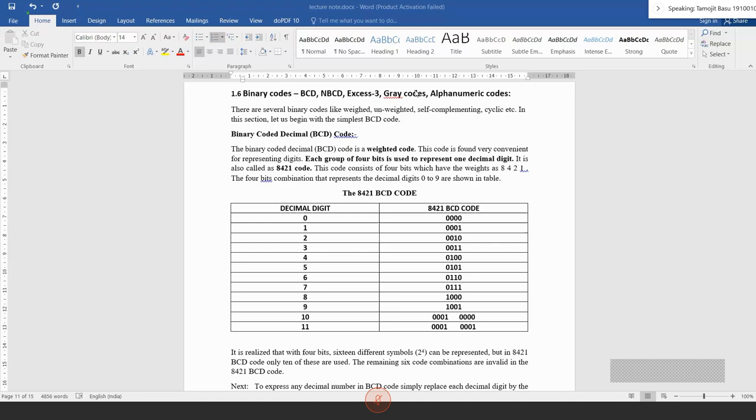In this last section of this chapter, we will try to learn different codes. So what different codes are there? There are binary codes like BCD, NBCD codes. XS3 codes, there is a code named XS3. Gray codes are there. Alphanumeric codes are there. So today we will try to learn these things.